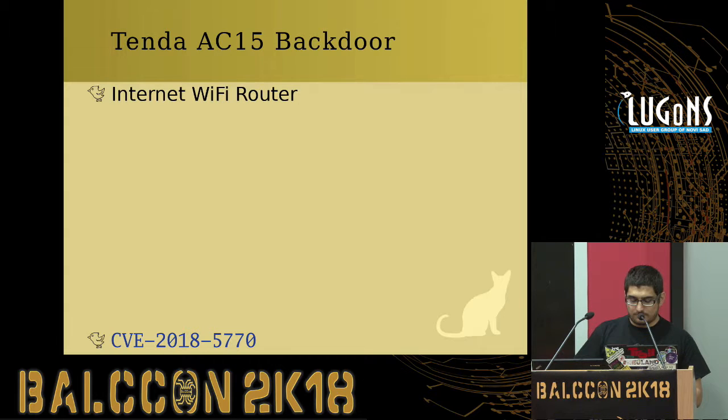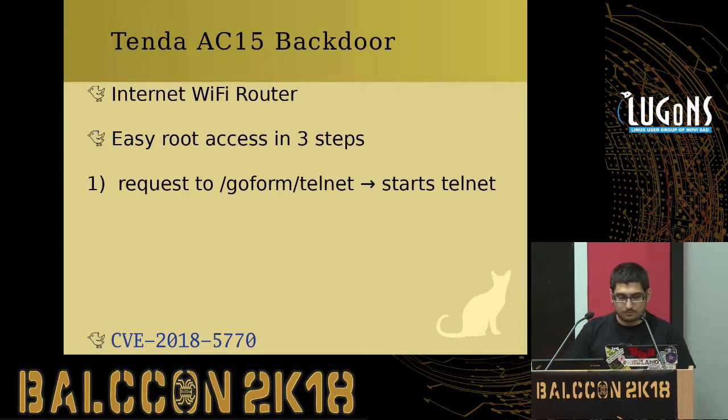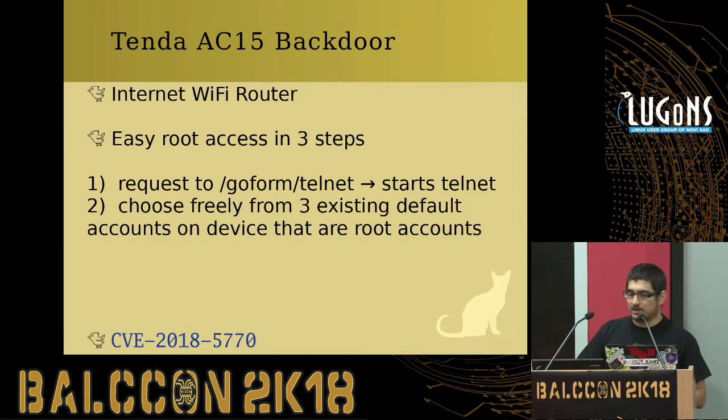Let's go to the next backdoor, the Tenda AC15. It's an Internet Wi-Fi router, and well, there are 3 easy steps to get root access on this router. First of all, you go to the root page and request /goform/telnet, and you'll start a telnet server on the Wi-Fi router. Then you can choose out of 3 accounts that are default in the system and have root access. You can choose from admin, user, and support account, and all have root access. And then you just need to connect and get the password to log in.